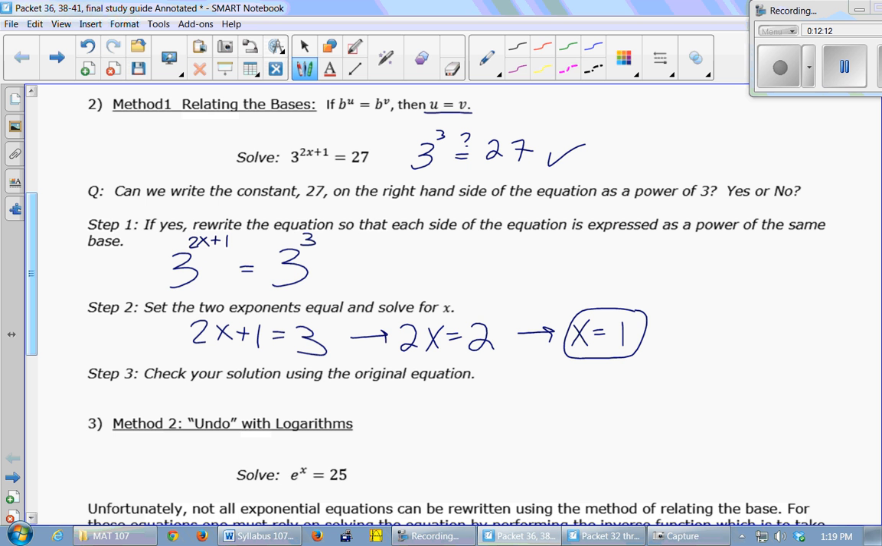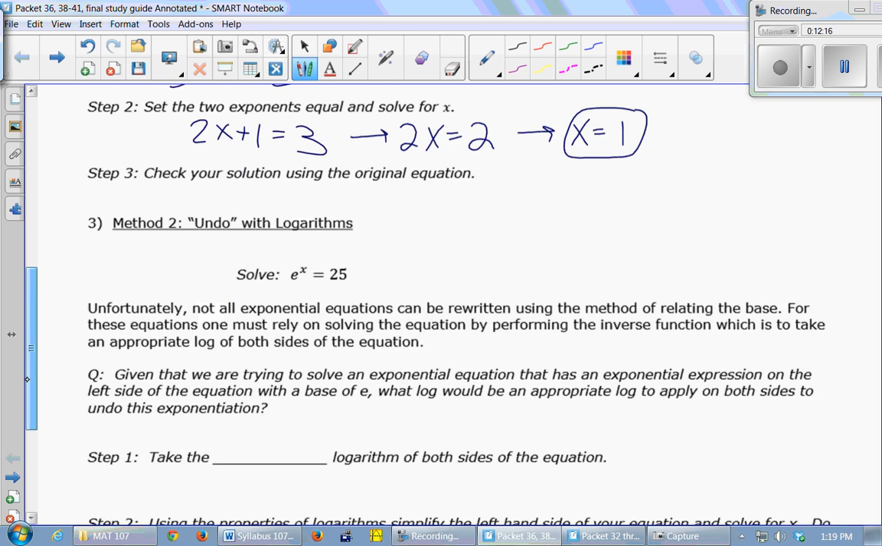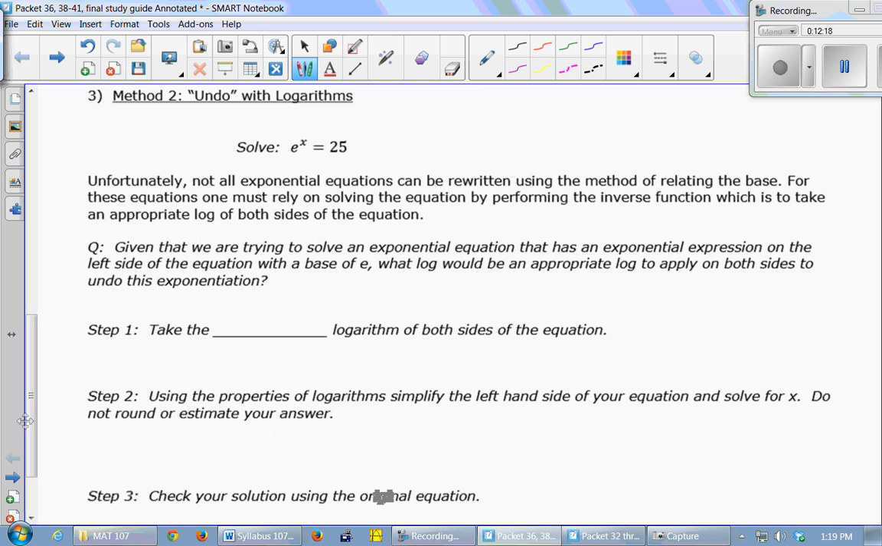So that's called the method of relating bases. Got it? Okay. Method 2 is where we use logarithms. The inverse of an exponential function is a log function. That's how we get variables out of exponents. You use a log, because not all exponential equations can be rewritten using the method of relating bases. So for those equations, we perform the inverse function, which is to take a log of both sides.